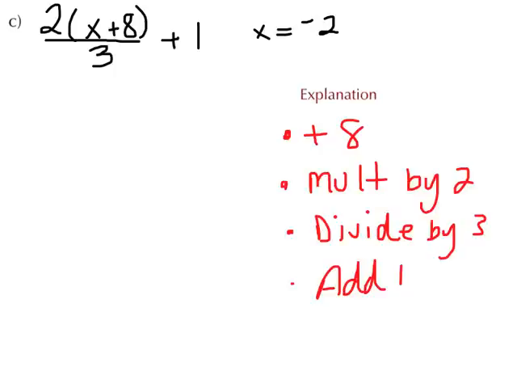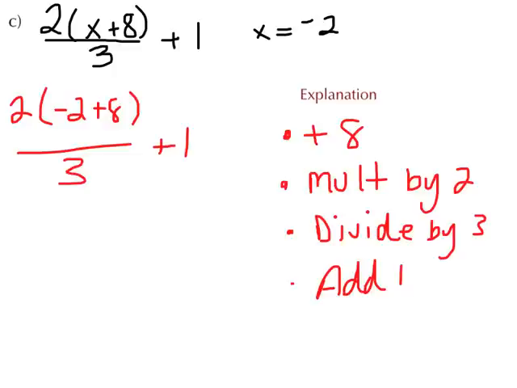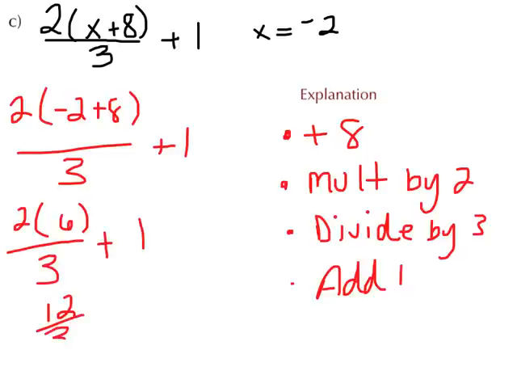Let's work that out now. 2 parentheses negative 2 plus 8 over 3 plus 1. So negative 2 plus 8 is going to give me 6. 2 times 6 is 12. 12 divided by 3 is 4. 4 plus 1 is going to give me 5.